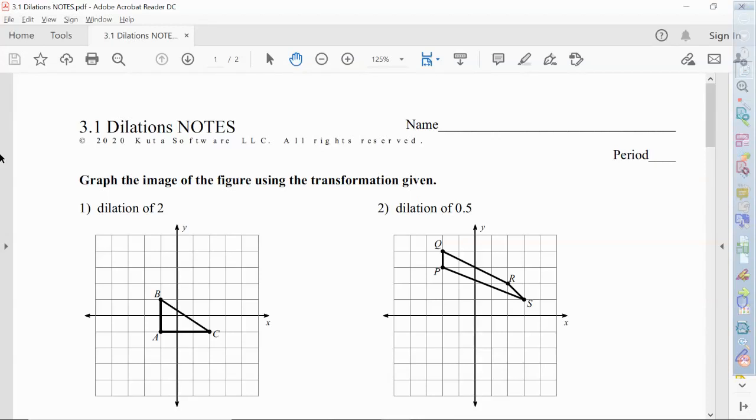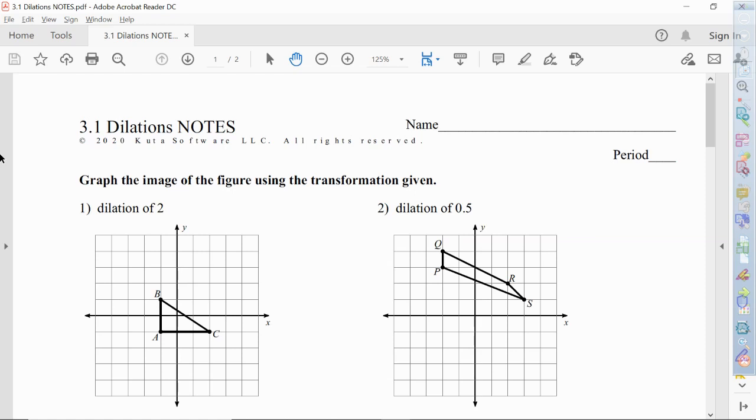Hey, everybody. So today we are getting into 3.1 dilations. If you guys remember in the last chapter too, we were looking at transformations and we looked at three different types: translations, reflections, and then rotations. Today we're looking at a fourth type of transformation, and it is called a dilation.